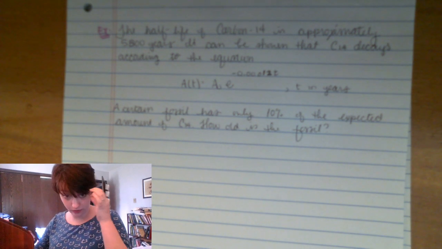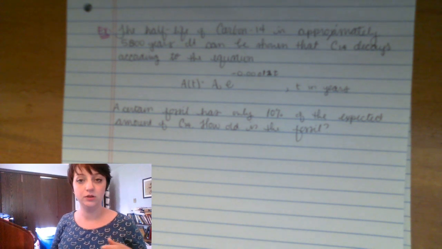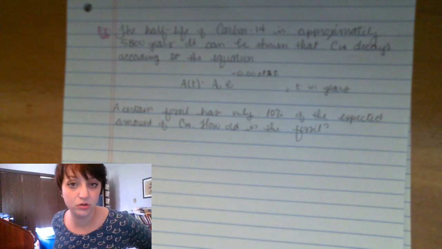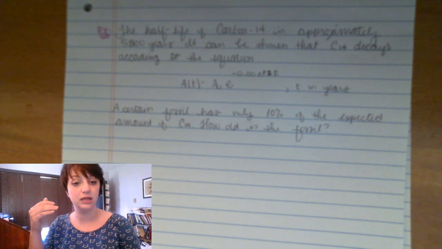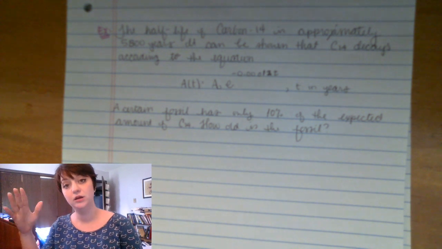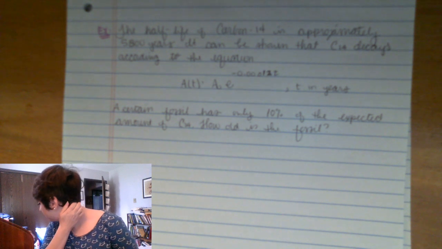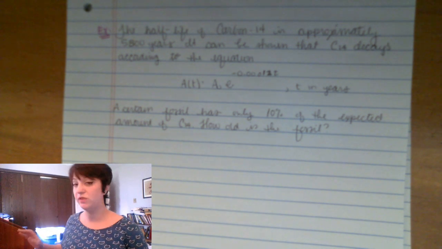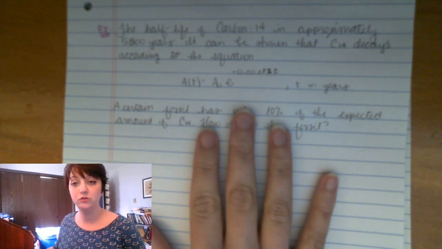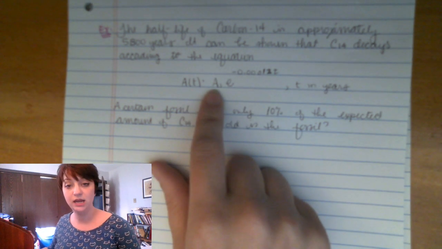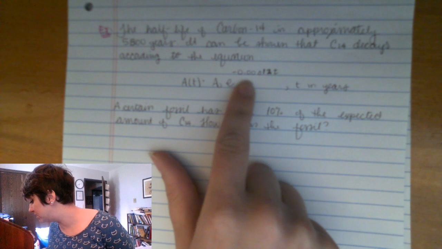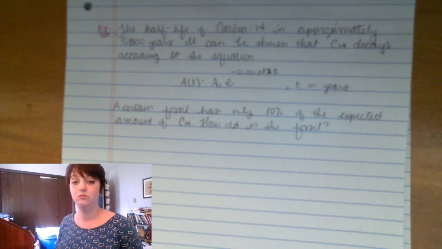Once you're too far in the past, though, there's maybe not enough carbon-14 to detect well enough, or you can use other techniques like where they're located in the strata of the Earth's crust. Anyway, it can be shown that carbon-14 decays according to this equation. A of t is A naught e to the negative 0.00012 t, where t is in years.